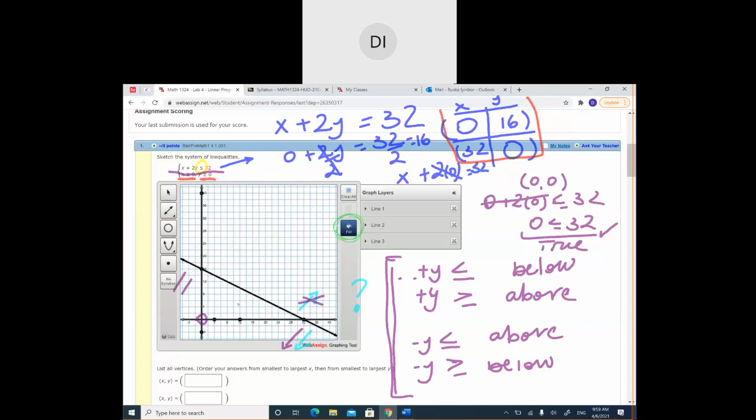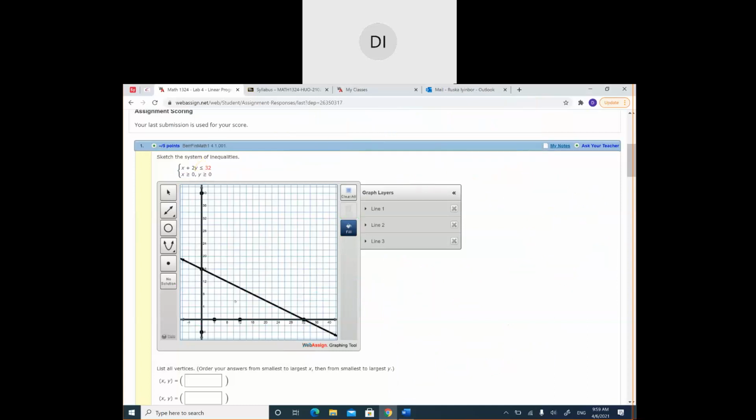Hold on, I have a lot of stuff. Probably I need to clear all this. Let me see. I'm going to fill.